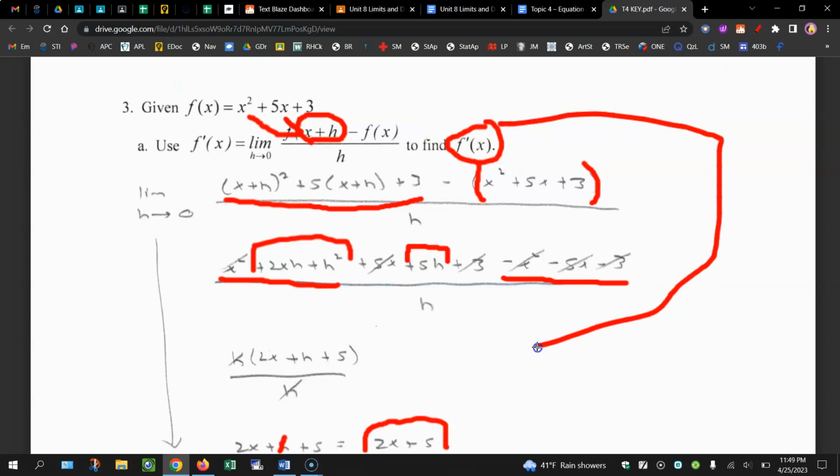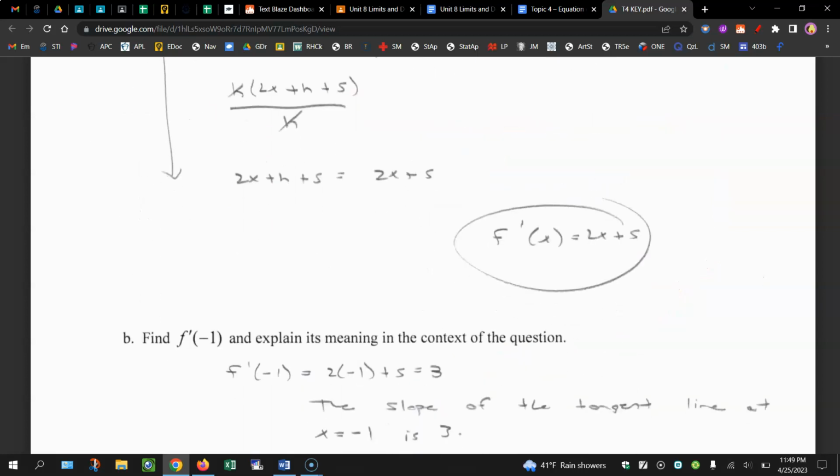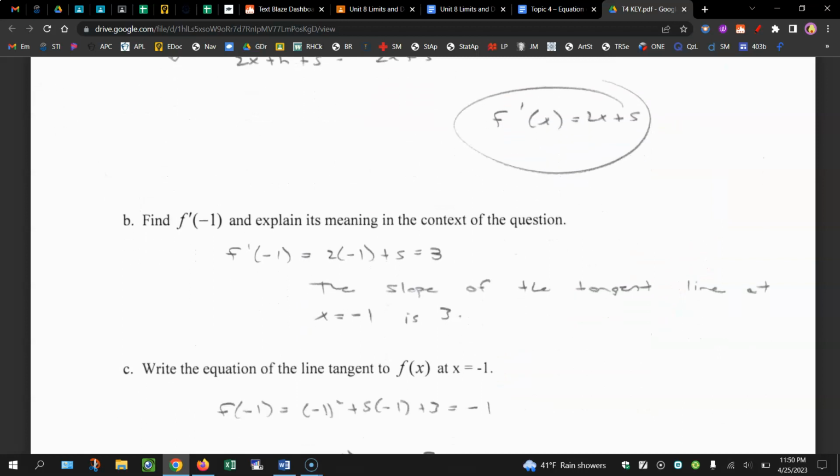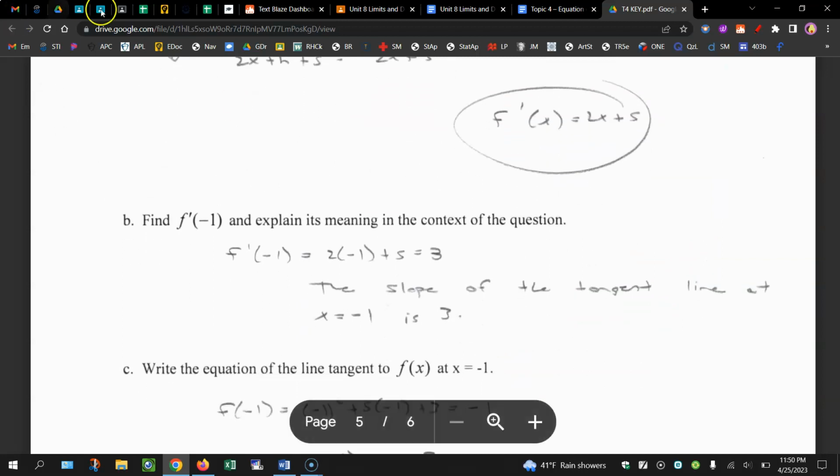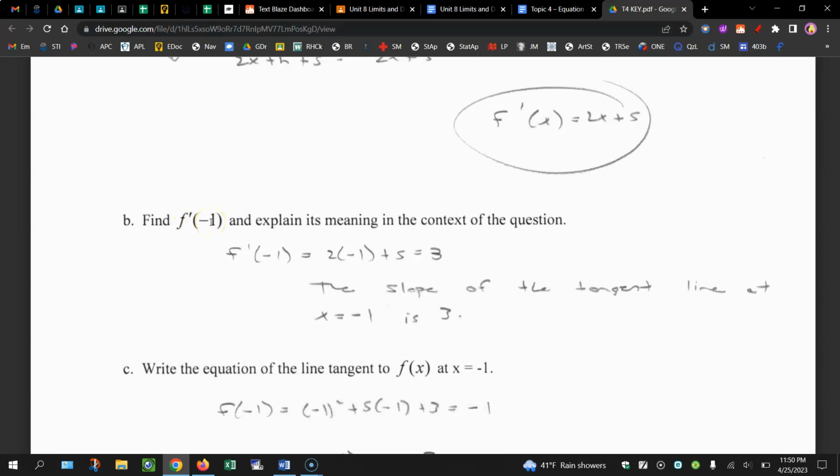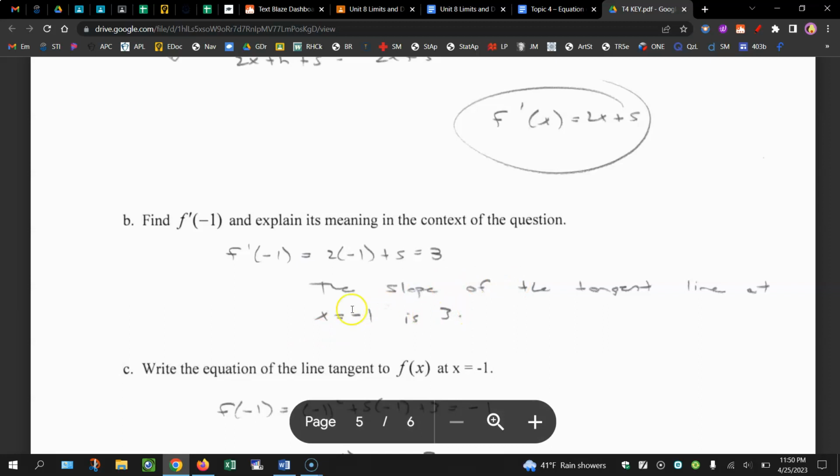Again, that's going to tell you the slope at any x value of the tangent line for this function. So 2x plus 5. In the second part, if we take that value and they want to know the derivative value at -1, or the slope of the tangent line at -1, just substitute it into this function. You get 3. So the slope of the tangent line at x equals -1 is 3.